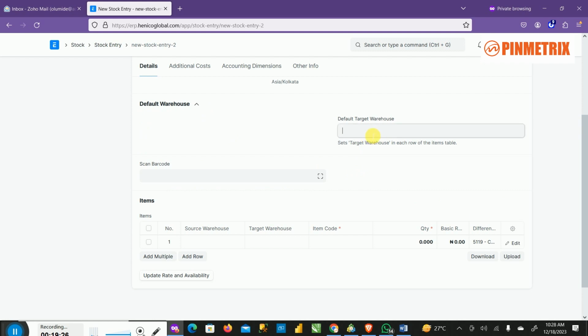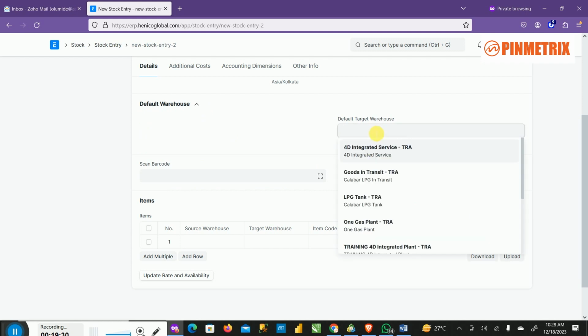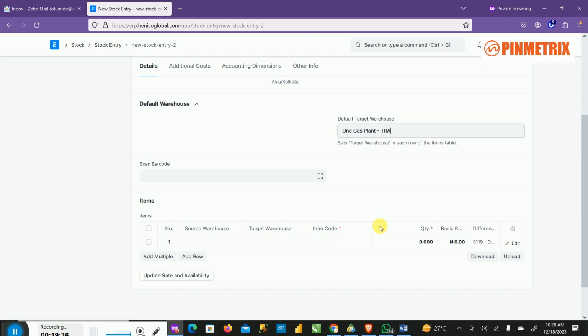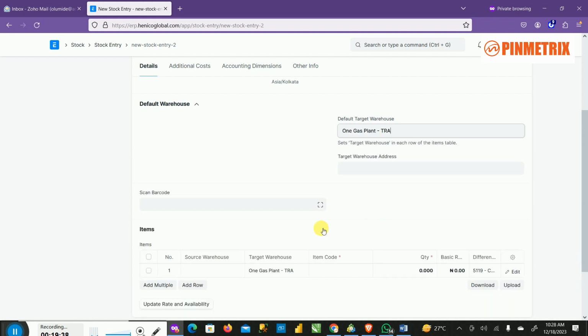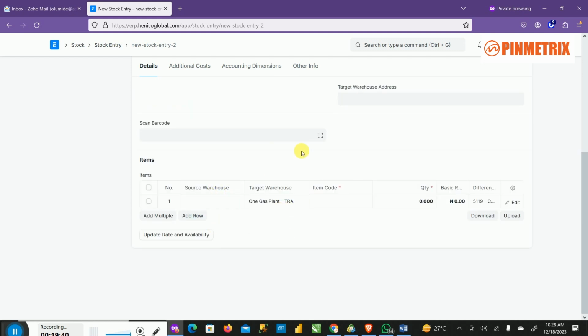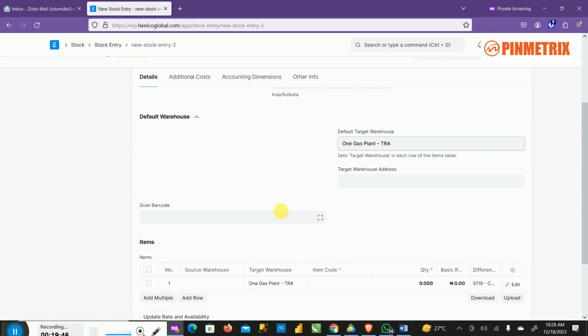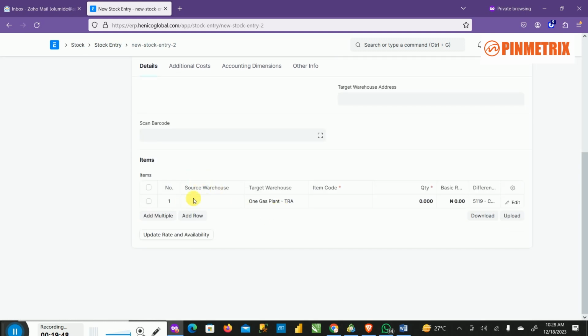So the warehouse I want to pick is, let's say, who is borrowing us this. Let's say it's One Gas. Let me just assume it's One Gas. One Gas is borrowing us this. Then automatically it brings out the warehouse for One Gas here. So it's a receipt, and so I don't need a source warehouse.